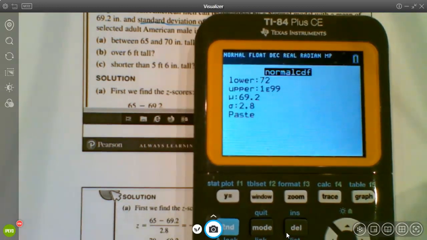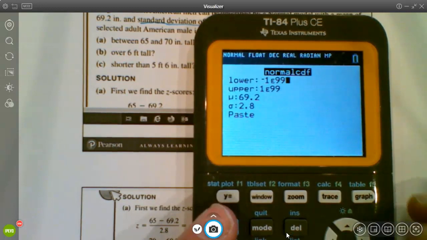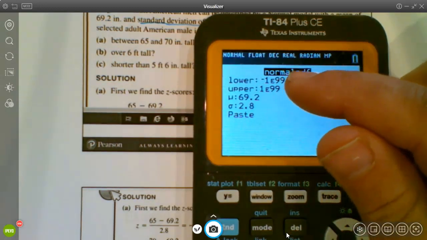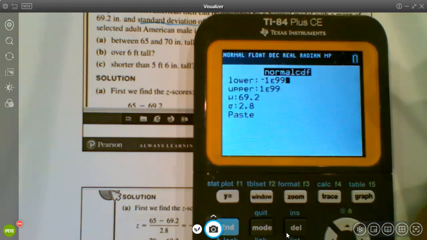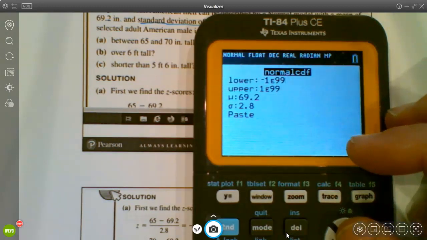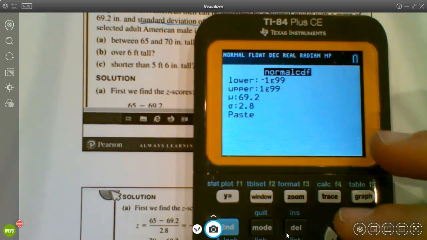And so consider if I said less than 66, that means I'm going to go from negative infinity, which, by the way, if you don't know how to put this in, all I did was type in basically -1 times 10 to the 99th power. It's like the smallest number this calculator can handle. Realistically, though, if you were to just put in 0, you're going to get pretty much the same answer. So our upper bound is now 66.